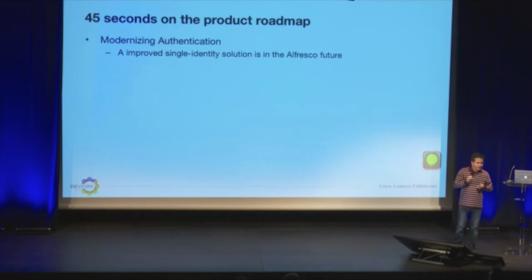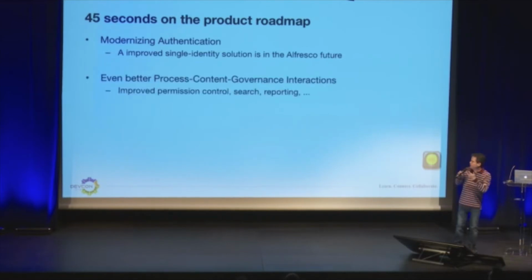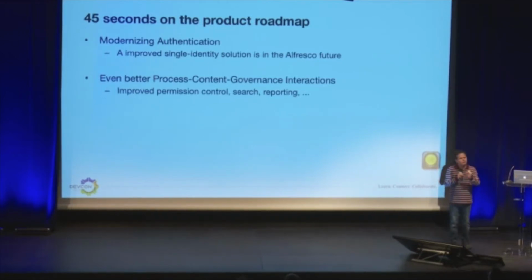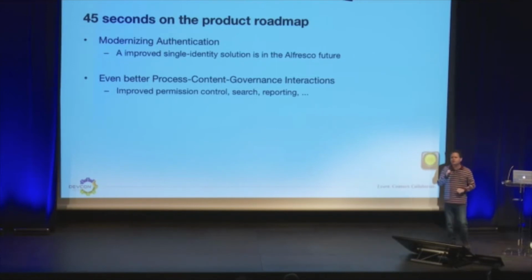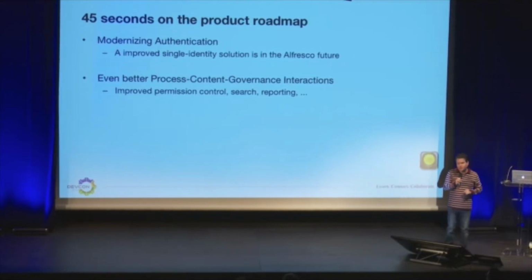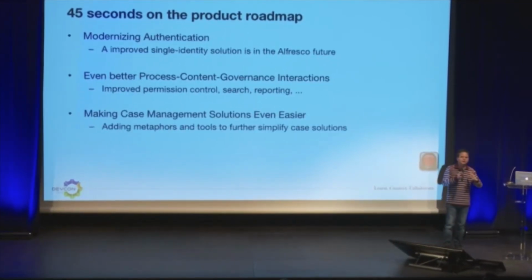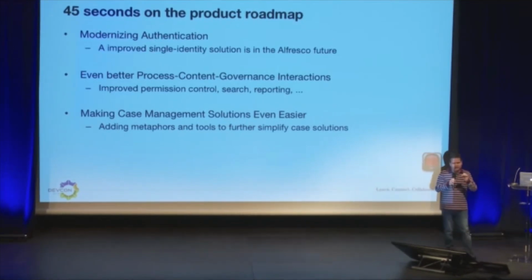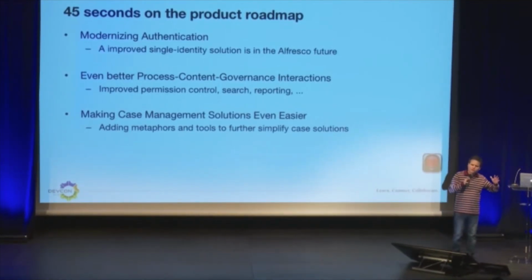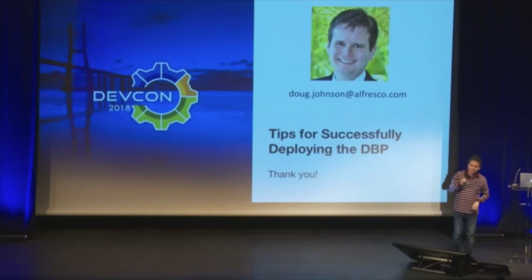Now, in addition to that, we do have some additional things that I wanted to highlight. We know that we have great capability across process, content, and governance. We want to look at additional improvements around permission control. You saw some of the roadmap around search. Very exciting stuff in the future that will make it easier to deal with common services in one place. And lastly, some of those case management use cases that we saw, we already do that great today. We've identified several areas that we want to improve, including some additional metaphors and other ways that we can simplify the creation of those kinds of solutions.